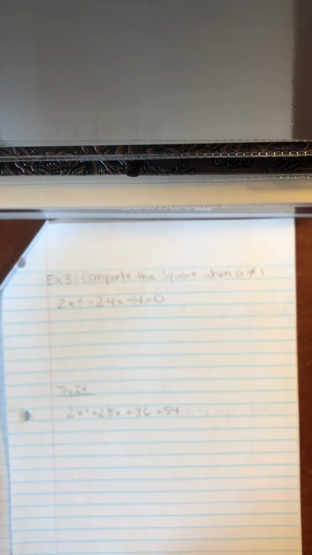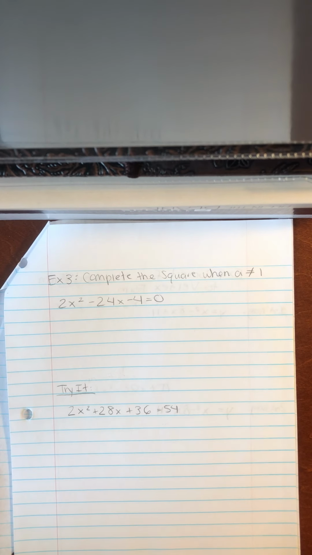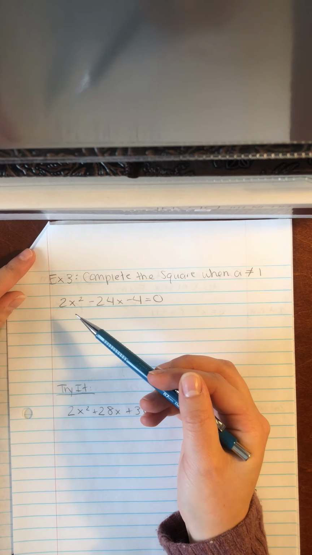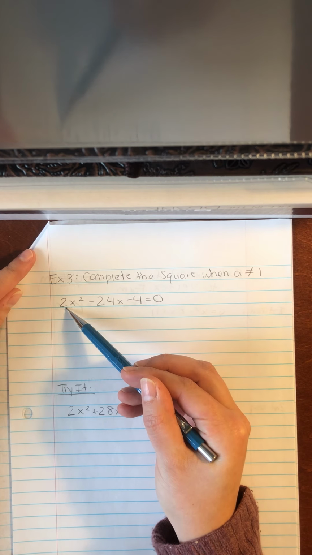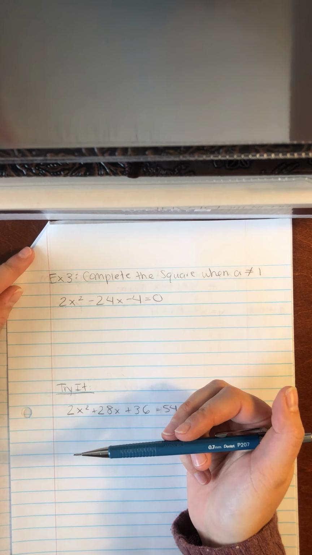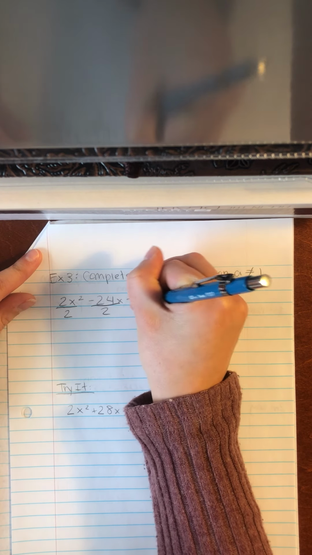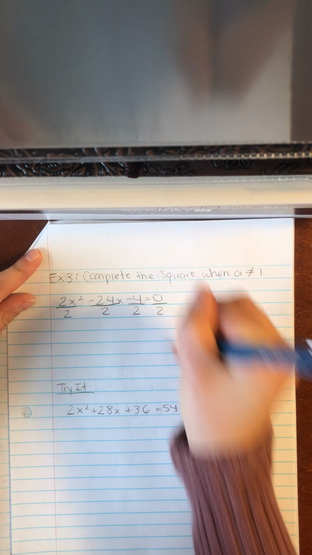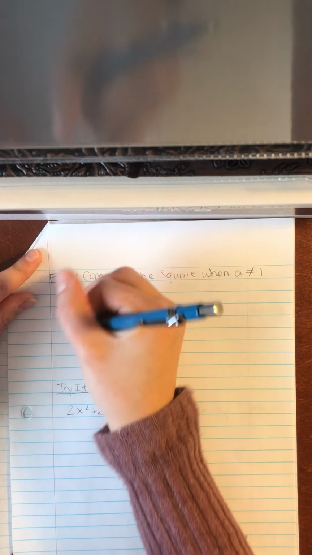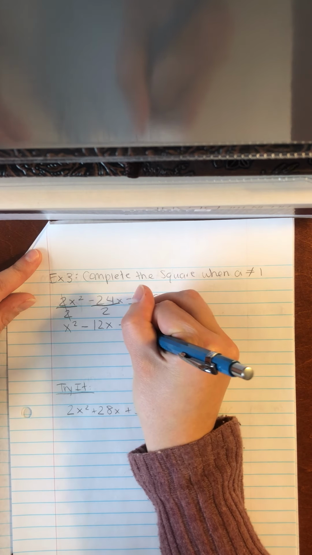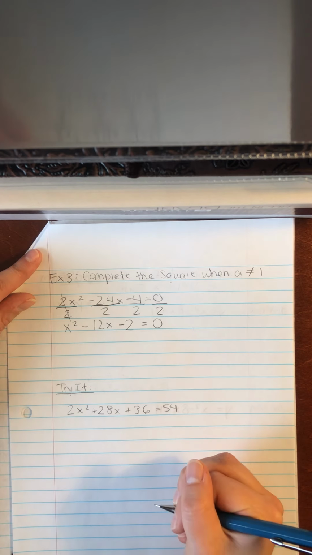This is something that a lot of us had some trouble with yesterday. Complete the square when a does not equal 1. So when the leading coefficient isn't 1, that's a problem. You actually have to get the leading coefficient to be 1 before you complete the square, or you will get the wrong answer. So to make this a 1, we have to divide everything through by 2. You always divide through by the leading coefficient. So this becomes x squared minus 12x minus 2 equals 0 divided by 2 is 0.